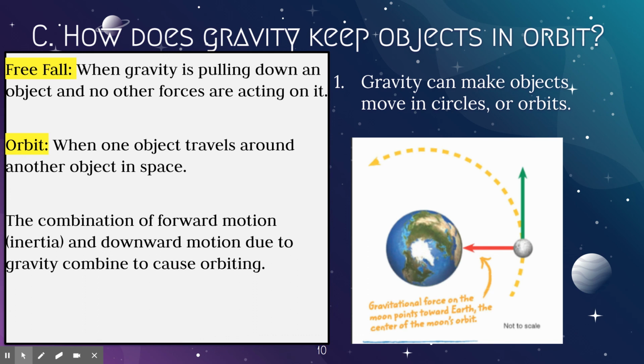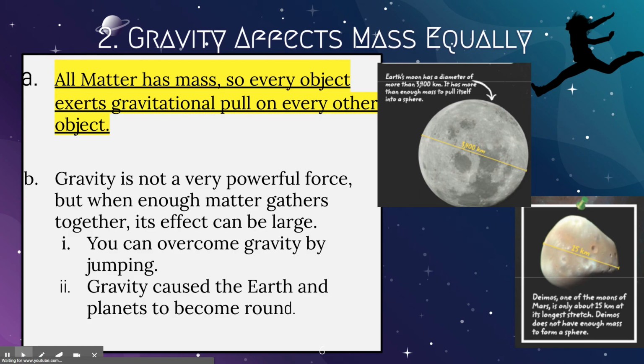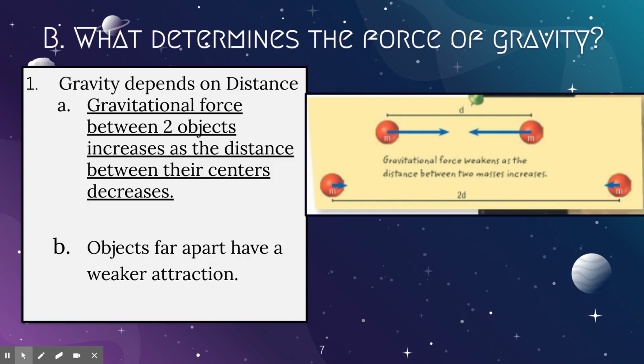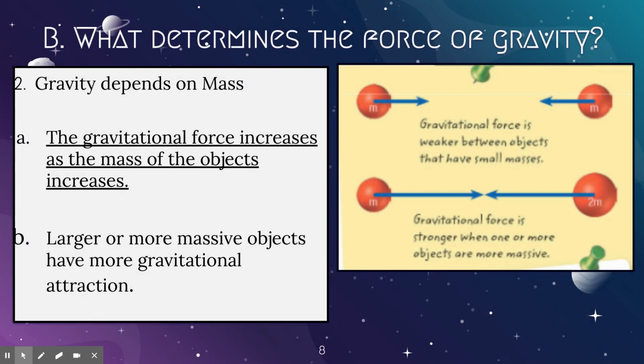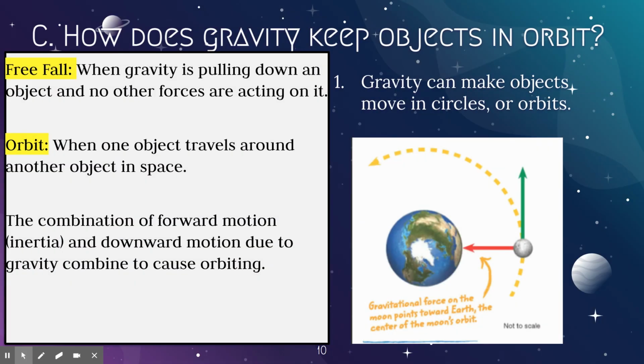All right, so your big ideas here today: we talked about how gravity pulls on all objects with the same force, and air resistance is what causes them to slow down. The second big idea was, let me back up here, that gravity also depends on the mass of an object as well as the distance between two objects. The third big idea is the difference between weight and mass, and then gravity can keep objects in orbit. So kind of 4 big ideas.